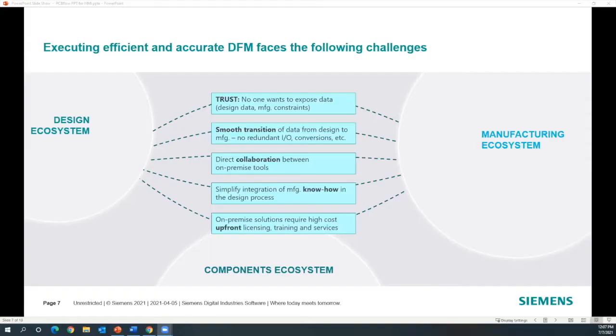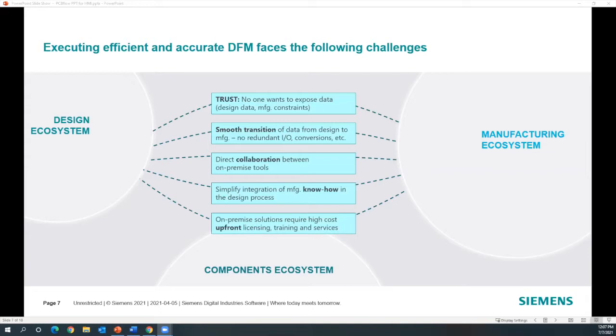Yeah. So I think the key challenge, first of all, is how do I get my manufacturing process control and constraints modeled, right? In order to do DFM, design for manufacturing, in the design ecosystem, I need to really understand what my manufacturing ecosystem is like, right?